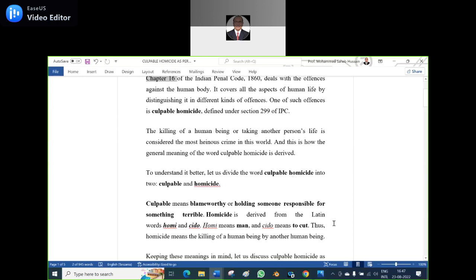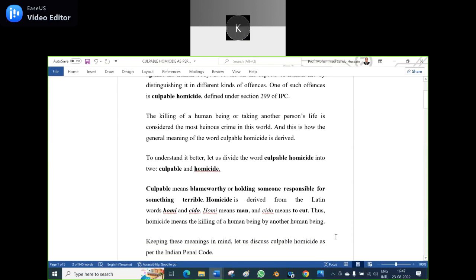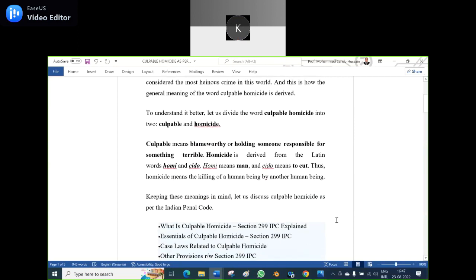Suppose a human being is killed by a tiger, is it a culpable homicide? No, sir, it is not even a crime. He was attacked by a lion and killed.